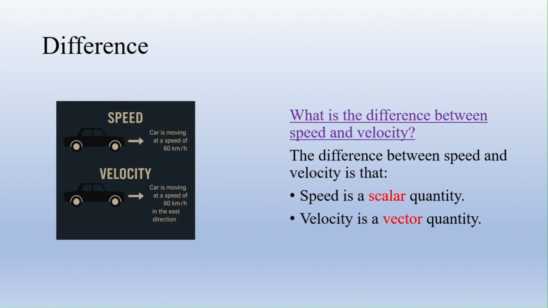What is the difference between speed and velocity? Remember, speed is a scalar quantity, meaning it has size only, and velocity is a vector quantity, meaning it has size and direction. For example, if you're talking about speed, you can say a car is moving at 60 kilometers per hour, but if you're talking about the car's velocity, that means it's traveling at 60 kilometers per hour in, let's say, the east direction. So, let's move on then.